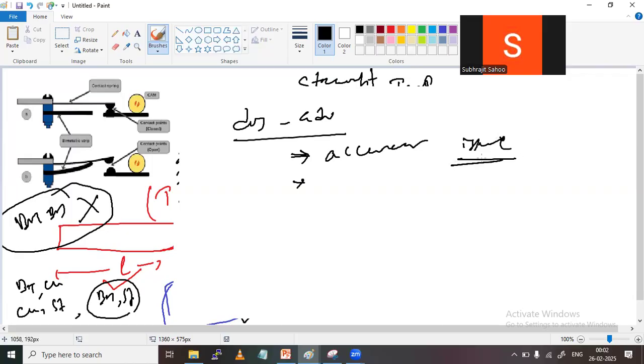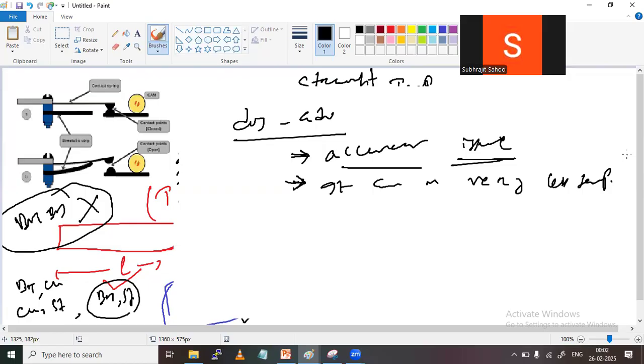Also the accuracy issue. We cannot get proper accuracy. Number two: it cannot measure very low temperatures. Suppose I want to measure very low temperatures. We cannot measure them with these mechanical instruments. So this is one of the disadvantages here. Very low temperatures also we cannot measure with this bimetallic strip.